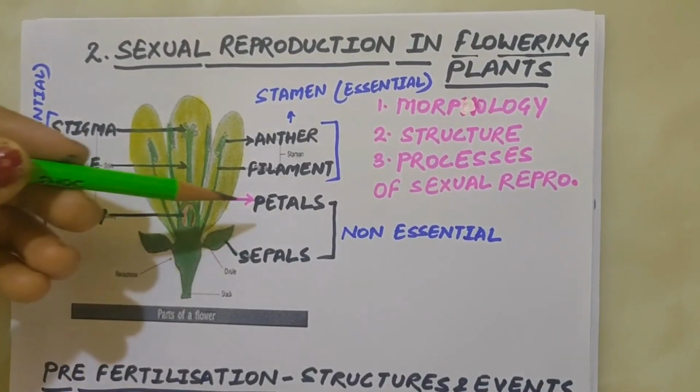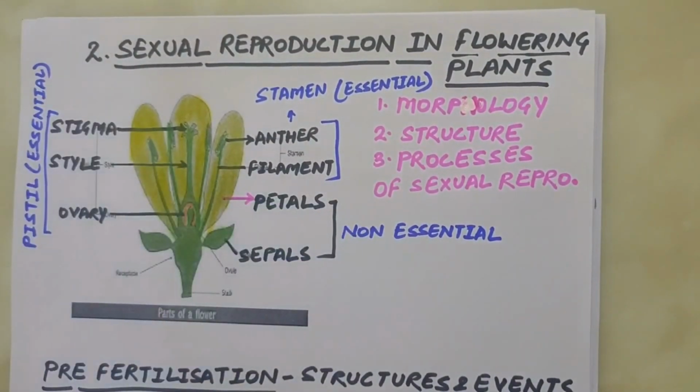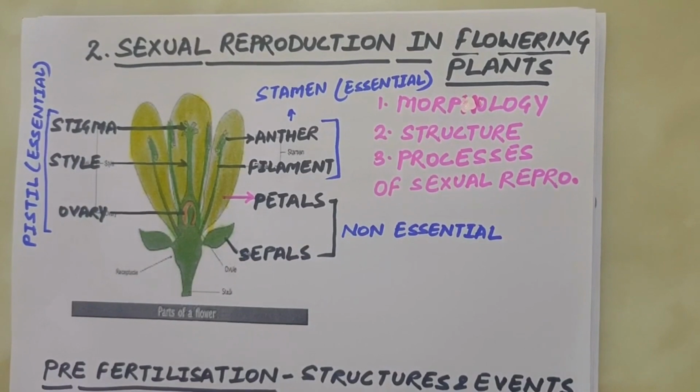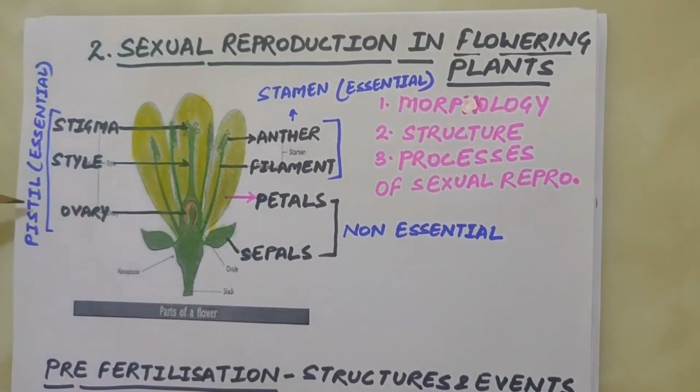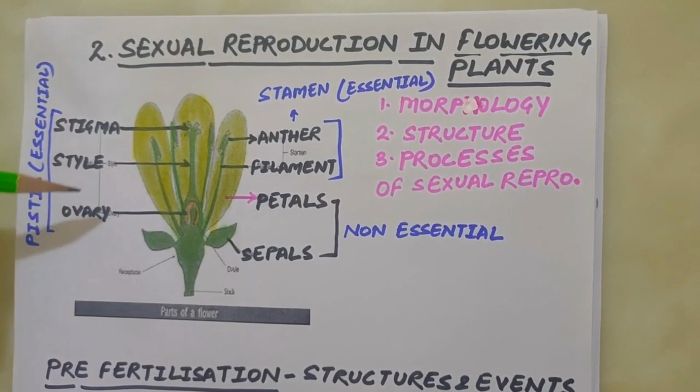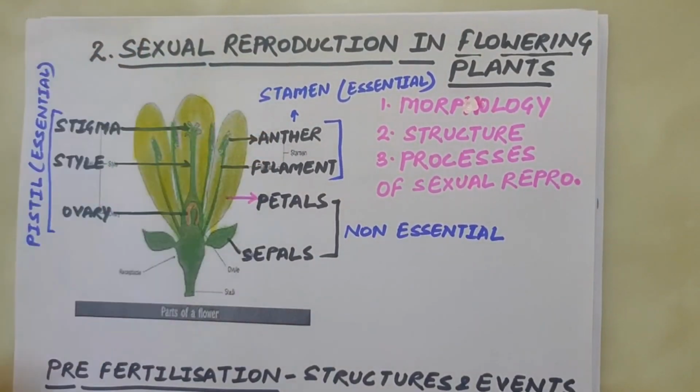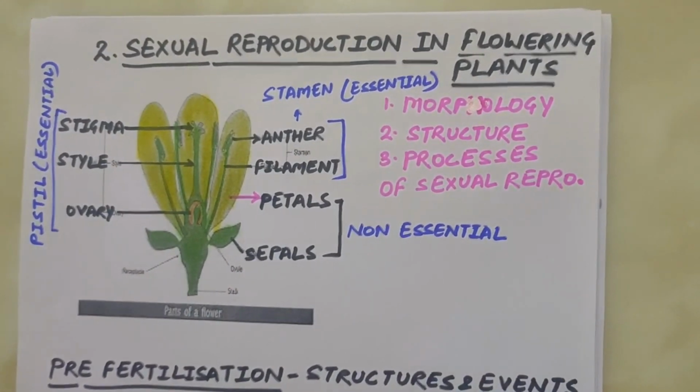These are petals and sepals which are called non-essential parts of the flower. It does not mean that they are not essential, but they are not directly involved in reproduction. And the essential parts are pistil and stamen. Pistil consists of stigma, style and ovary, and stamen consists of anther and filament. They are called essential parts because they are directly involved in reproduction.